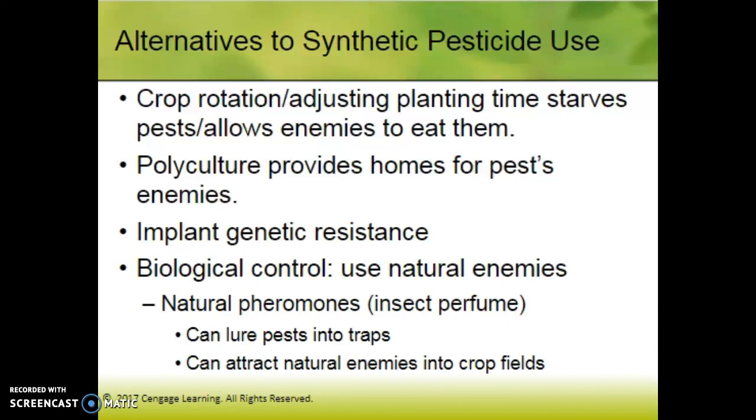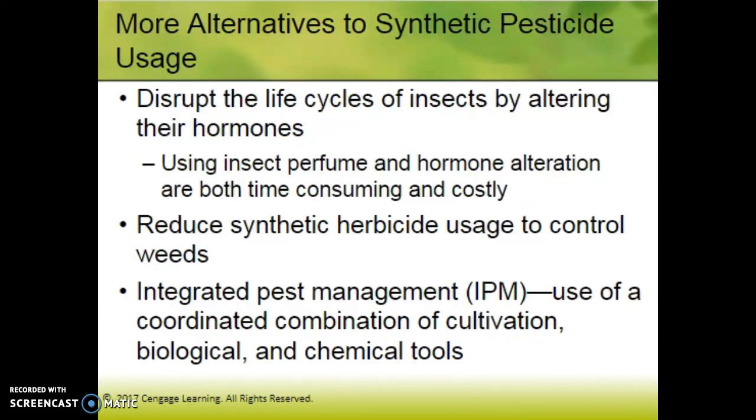You can also use pheromones, which are hormones that are outside the body. If you've ever seen ants marching in a trail that's really serpentine, really circuitous, they're following pheromones to get to whatever they're trying to follow the leader to get to. So you can manipulate those and lure pests into traps. And you can also attract natural enemies into crop fields. You don't have to physically go buy them and bring them into the fields.